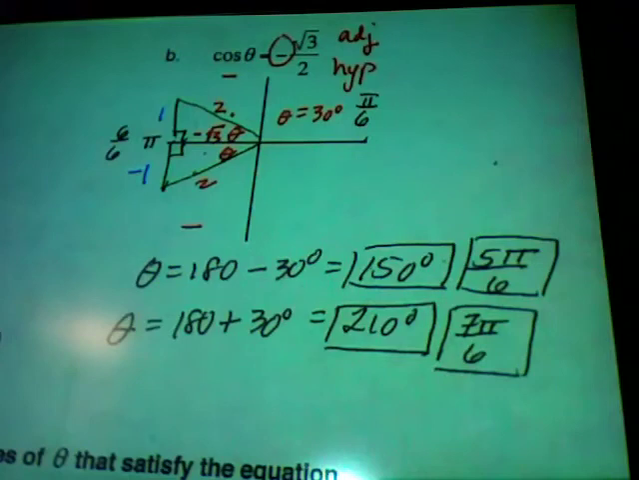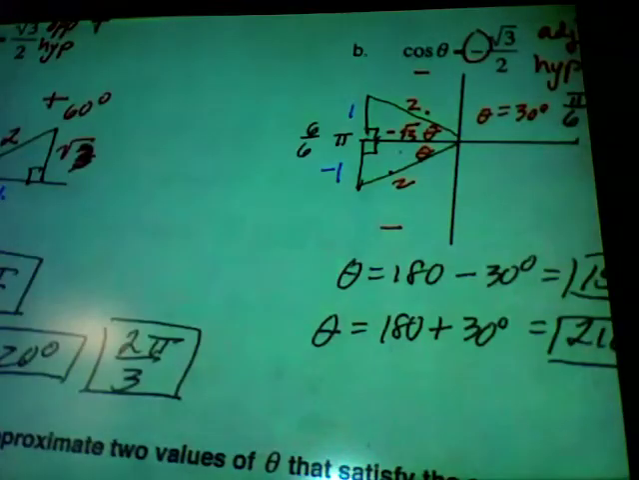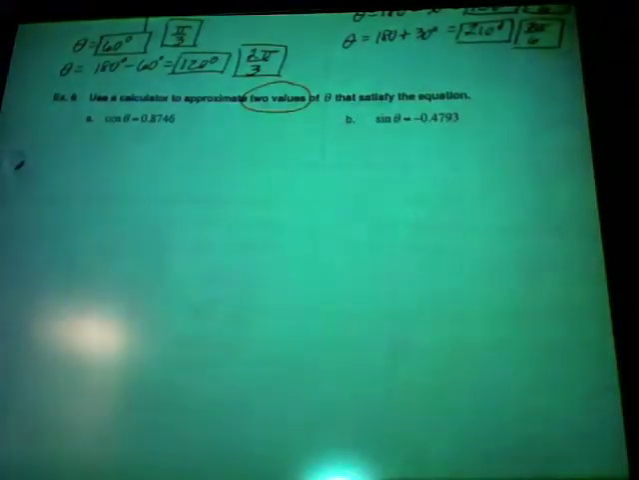You can't be tired. All right, example 6, what are we going to use? Oh, well, there we go, a calculator. All right, so use a calculator to approximate two values. So again, we have to pay attention to two values of theta that satisfy the equation. So we have to pay attention. I'm still going to encourage you to write your coordinate grid. Okay? This time cosine is what?